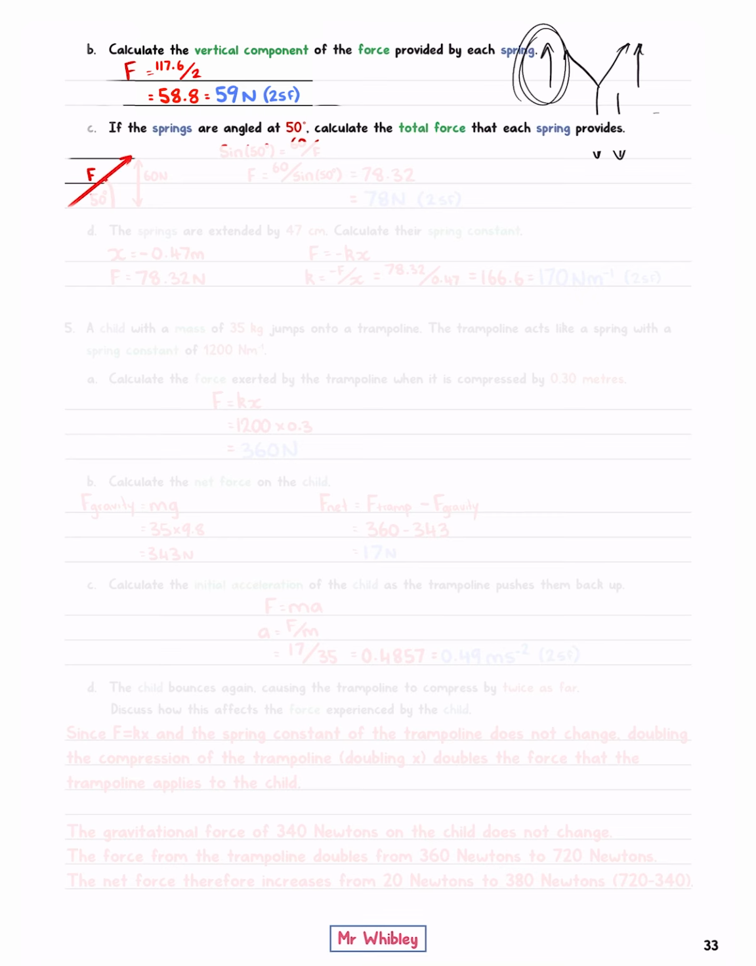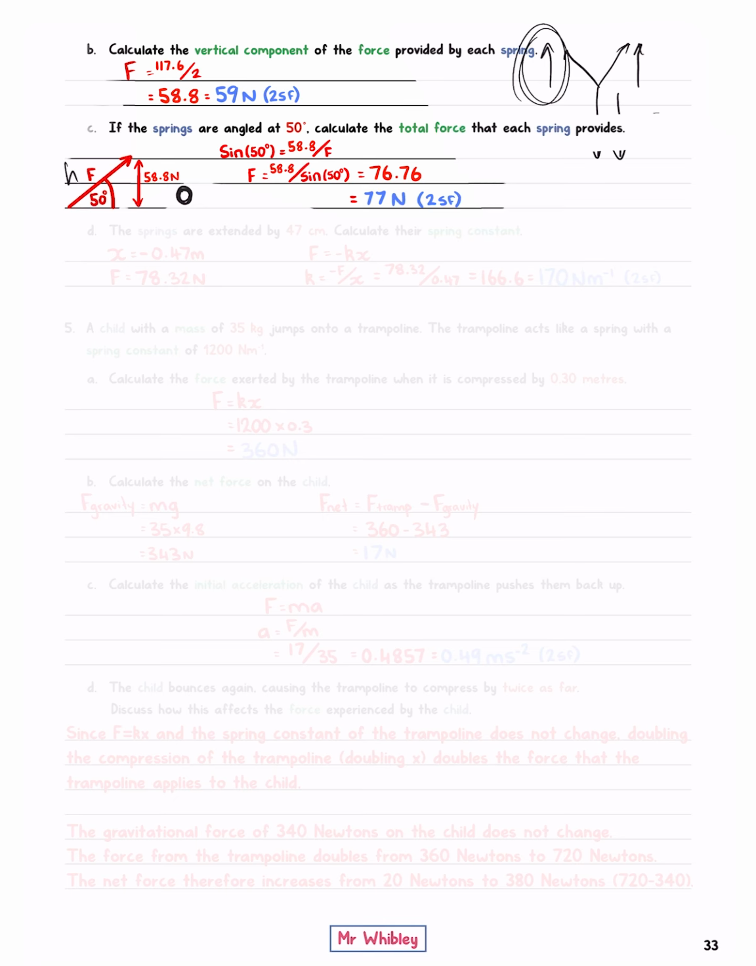Imagining the force from one of our springs at an angle of 50 degrees, we know that this vertical component is 58.8. Because this is the opposite and this is the hypotenuse, we need to use the SO relationship in SOHCAHTOA, which is that sine of the angle is equal to the opposite, our 58.8, divided by our hypotenuse F, which is what we're trying to find. Solving this for our force, by swapping our sine 50 and our force, that gives me 76.76, or 77 newtons to two significant figures. The springs are extended by 47 centimeters.